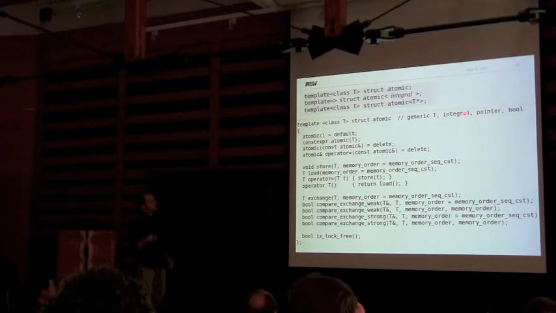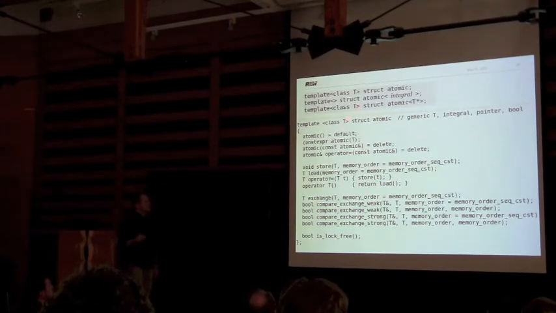Integrals and pointers, I'll show that they have a little more they can do. Bool and your generic T's can do this. And by generic T, the whole point is that you can put whatever object of your own in there. There's some restrictions on what your object can do. It can basically do nothing. It has to be a blob of memory that's trivially copyable and all these constraints.